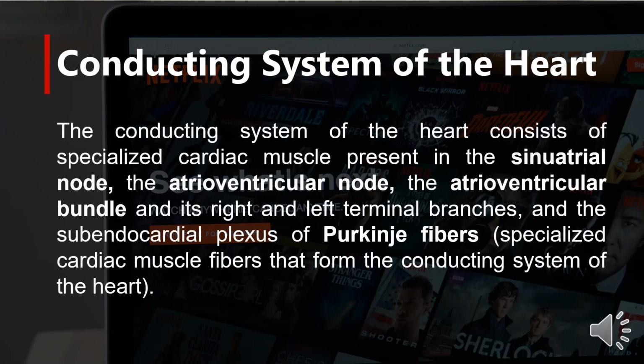The conducting system of the heart consists of specialized cardiac muscle present in the sinoatrial node, the atrioventricular node, the atrioventricular bundle and its right and left terminal branches, and the subendocardial plexus of Purkinje fibers, which are specialized cardiac muscle fibers that form the conducting system of the heart.